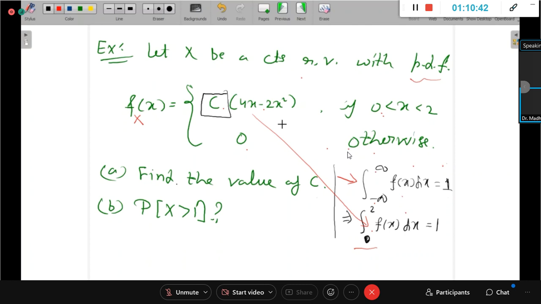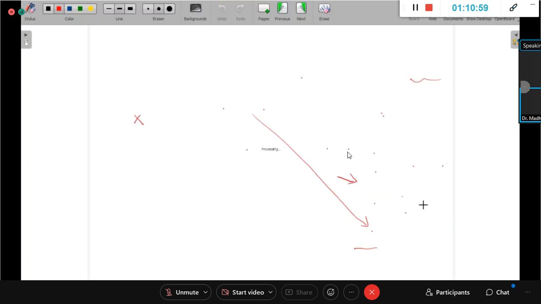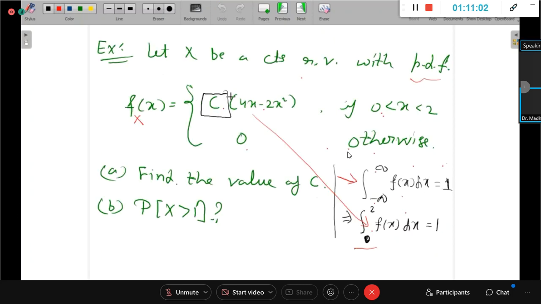Now you can substitute the expression here between 0 to 2, integrate, and substitute the upper limit minus the lower limit and solve it. If you do so, you will find the value of c is 3/8. Now, once you have the c value, you have the full definition of the probability density function. So you can easily find the probability of x greater than 1. Rewriting this as probability of x belonging to 1 to infinity, this is the integration from 1 to infinity of f(x) dx.